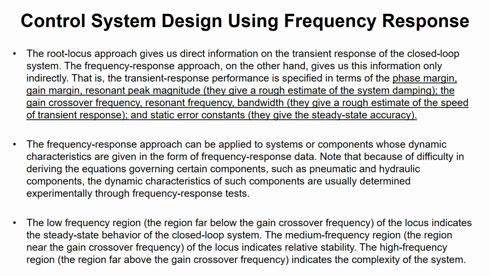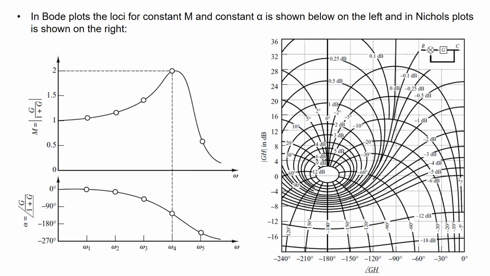On the other hand, the frequency response is based mostly on steady state behavior, although it might indirectly or implicitly have some info about the transient response. For example, we learned that if somebody is giving you info about resonant frequency or resonance peak value, that is indirectly referring you back to the damping ratio, right?